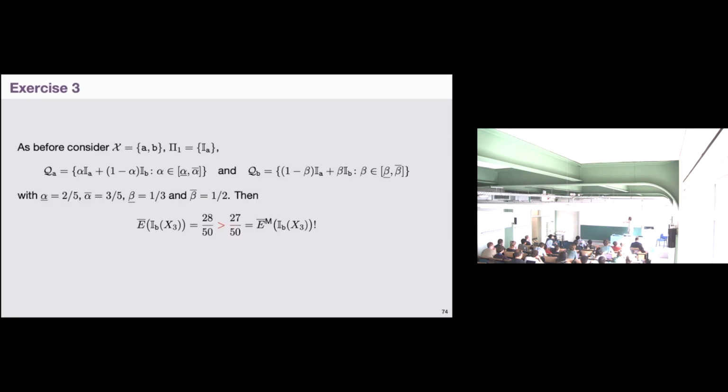So we find that the upper expectation that we're interested in will be this expression. We recognize this: it's alpha times 1 minus alpha plus 1 minus alpha times beta, and this is equal to 28 over 50, if I haven't made a calculation mistake. And before, when we optimized over the set of all Markov processes, we found 27 over 50. So in this case, the upper expectation with respect to the set of all compatible models is strictly larger than the upper expectation with respect to the set of Markov processes. We know it's a non-strict inequality in general, and this is an example where the inequality is strict.